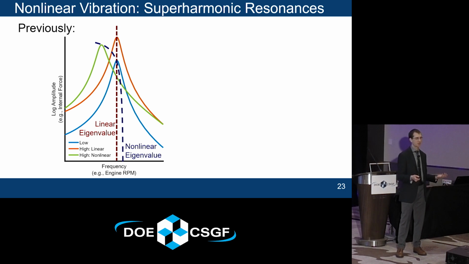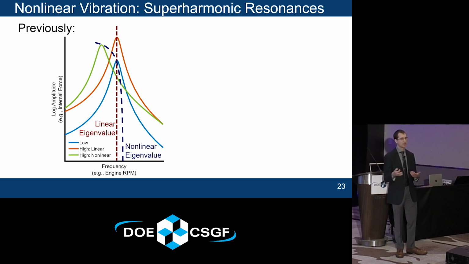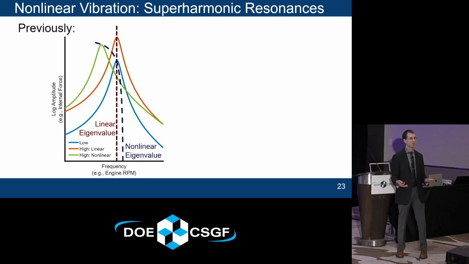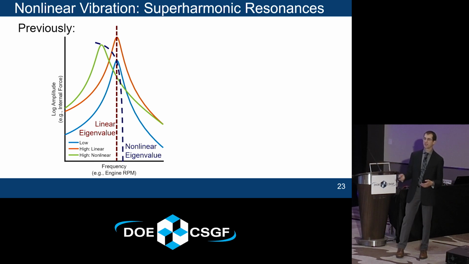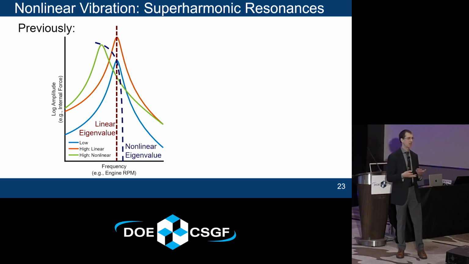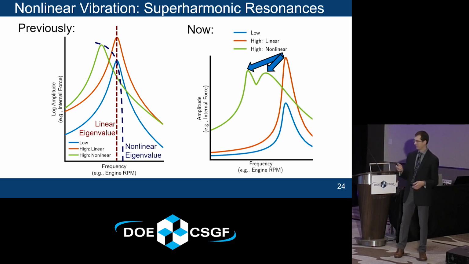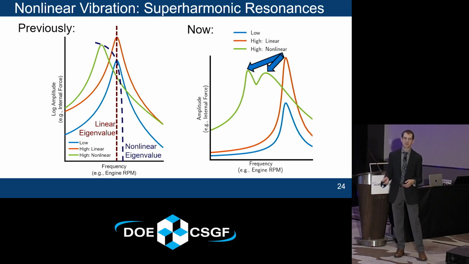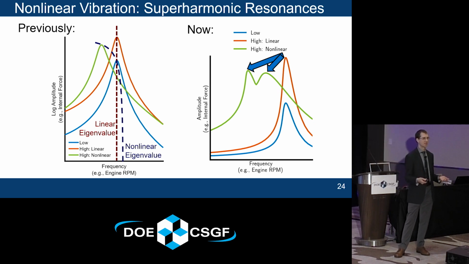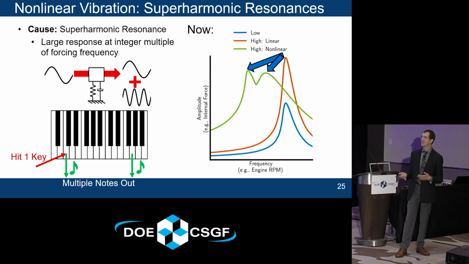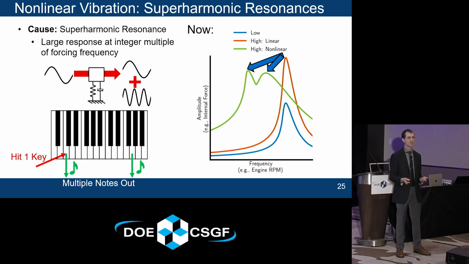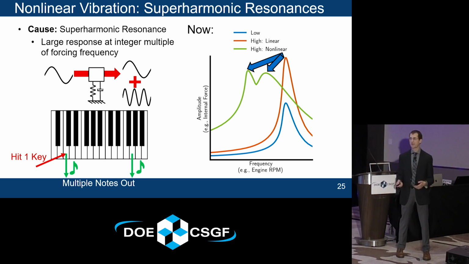So previously, I told this nice story of linear vibration, where the peak is constant. I'm going to generalize to nonlinear, where now the peak is going to shift, but it still looks kind of similar. It's just that one value that was a constant is now amplitude dependent. But now I'm going to look at this nonlinear phenomenon where all of a sudden there are two peaks. So what is going on here? This is attributed to a superharmonic resonance, which is a large response at an integer multiple of the forcing frequency.